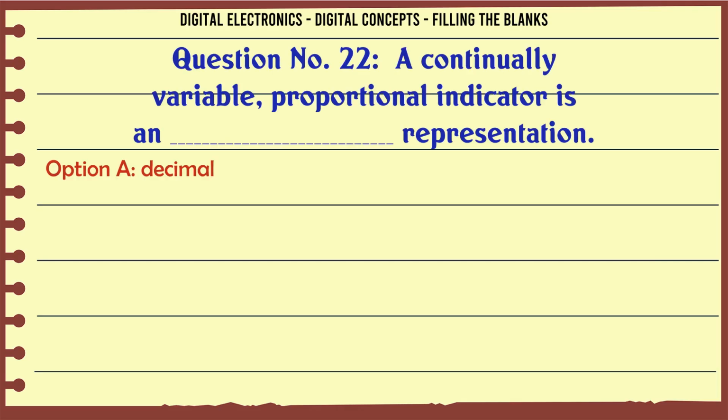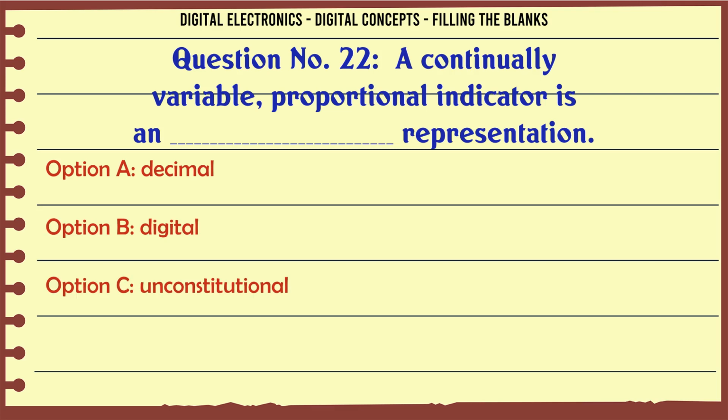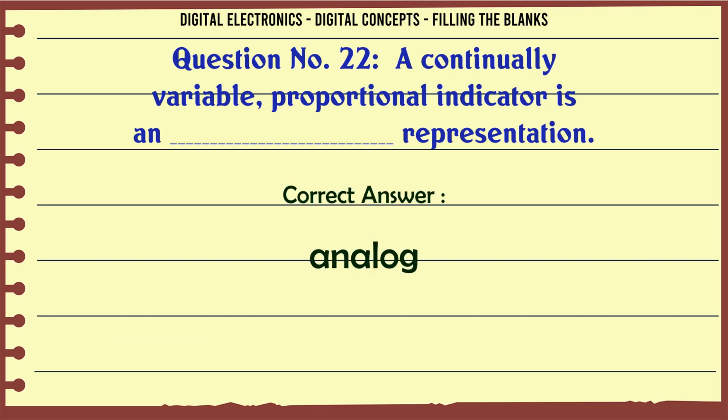A continually variable proportional indicator is an representation. A. Decimal. B. Digital. C. Unconstitutional. D. Analog. The correct answer is analog.